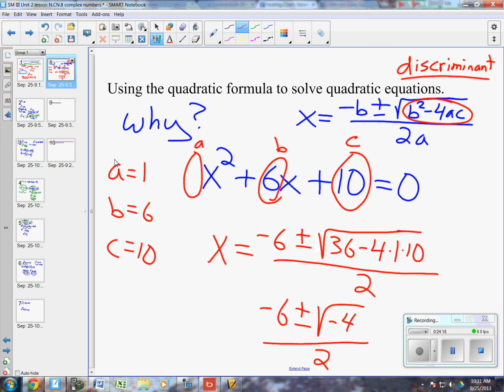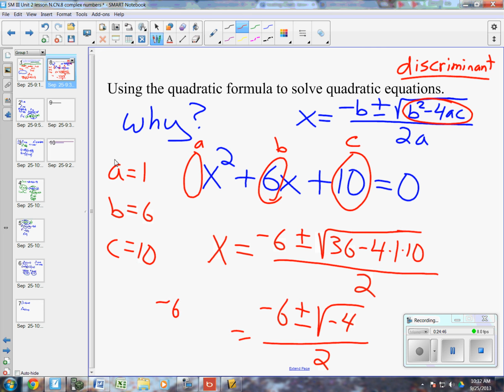It discriminates. It tells us whether there's going to be 2 real solutions, 1 real solution, or 2 imaginary solutions. What's there going to be in this one? 2 imaginary, because anytime the b squared minus 4ac is a negative number, like in this case it's negative 4, then it's going to be 2 imaginary solutions. What is the square root of negative 4? 2i. So we're going to go this way with it.